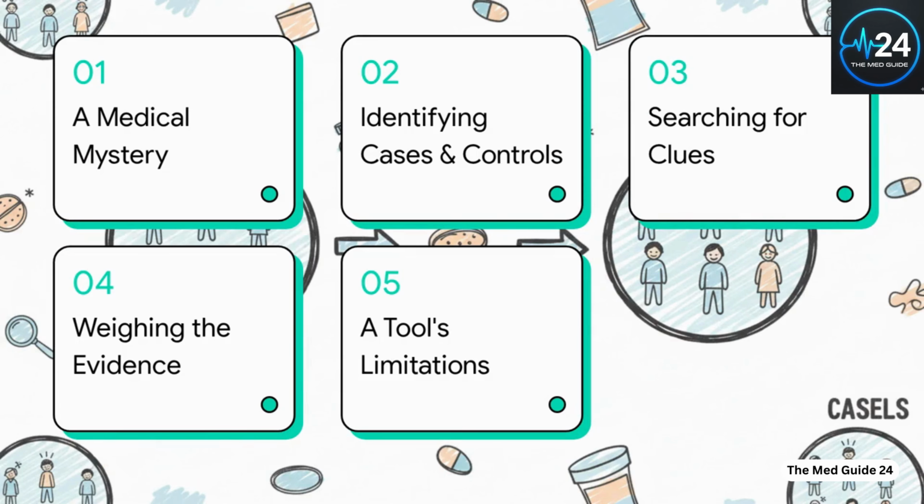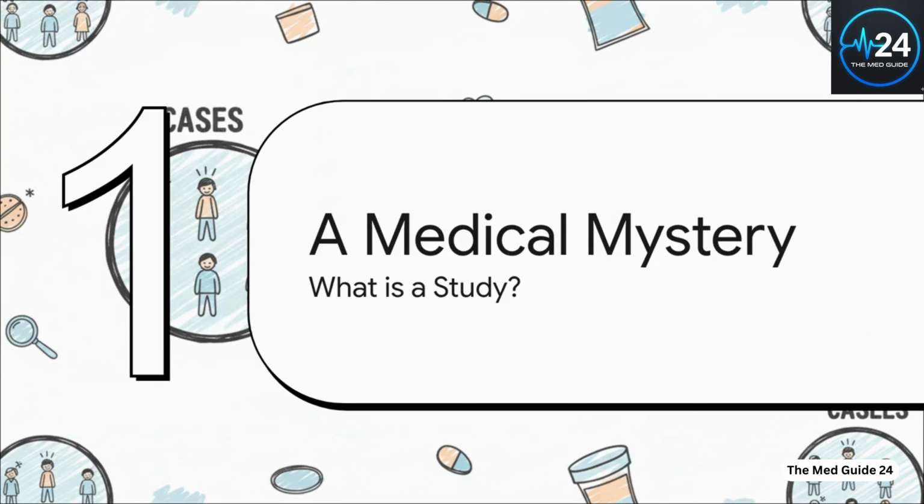Here's our game plan. First, we'll set up the mystery. Then, we'll figure out how to identify the key players, our cases and controls. After that, we'll go searching for clues, weigh all the evidence we find, and finally, be honest about the limitations of this whole approach. All right, let's get this investigation started.